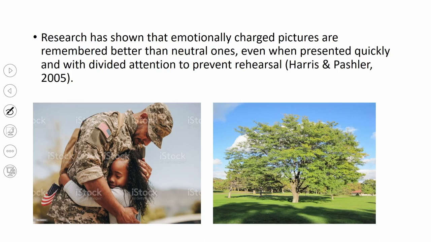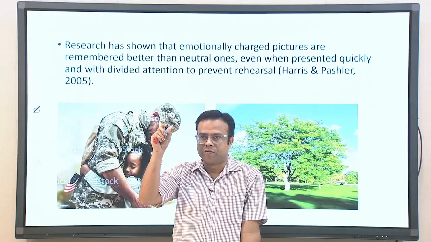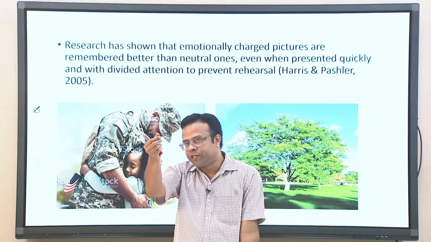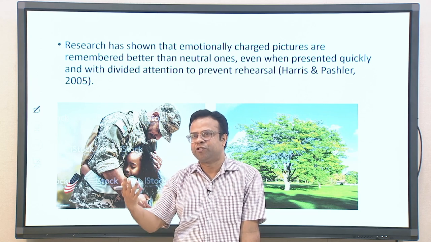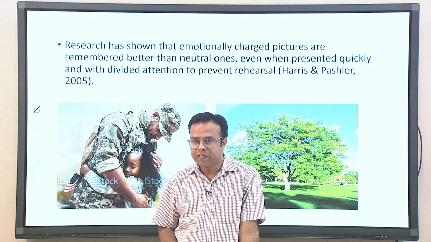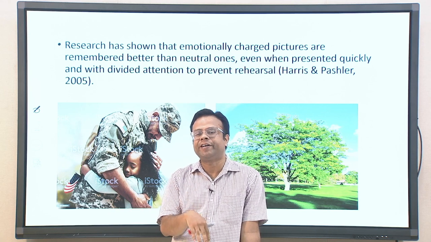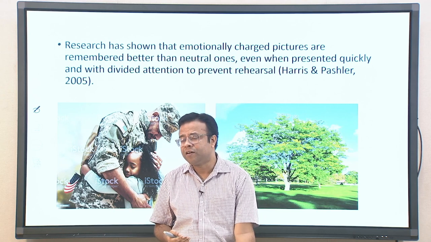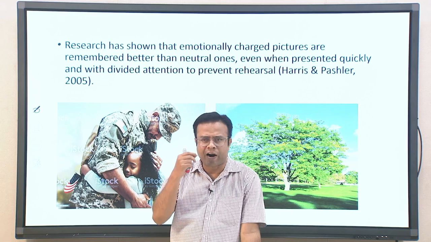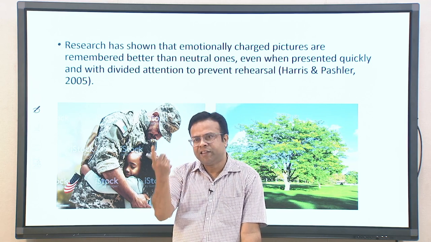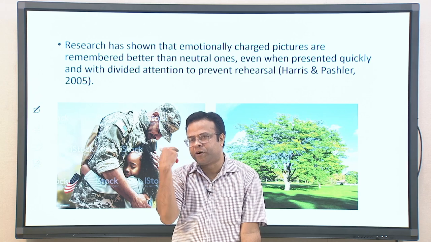Research has also shown that emotionally charged pictures are remembered better than neutral ones. Whenever we see any kind of picture which can evoke some emotions, we remember it much better as compared to a picture which is neutral. Even when presented very quickly with divided attention to prevent rehearsal, even when these pictures are presented so quickly that hardly you can even see them, emotional pictures are remembered much better.